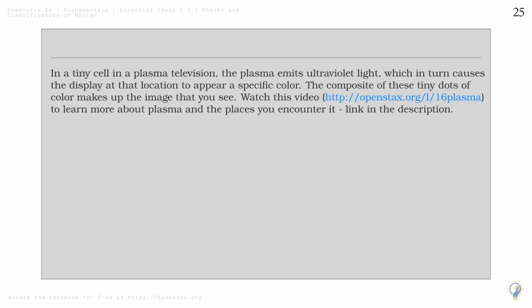Link to learning. In a tiny cell in a plasma television, the plasma emits ultraviolet light, which in turn causes the display at that location to appear a specific color. The composite of these tiny dots of color makes up the image that you see. Watch this video, openstax.org/l/16plasma, to learn more about plasma and the places you encounter it. Link in the description.